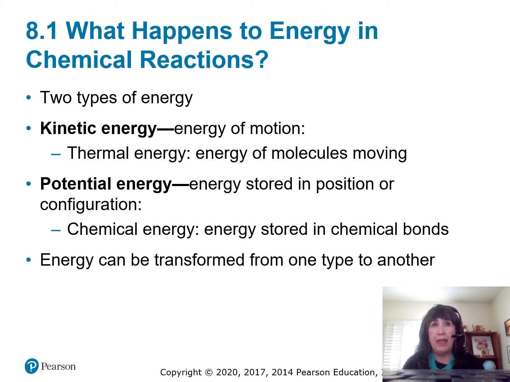The other way of thinking of potential energy, it's the energy that's stored in the bonds of a molecule, and that is also referred to as chemical energy, energy stored in chemical bonds. And that's what we'll be talking mainly about in these next two chapters. So energy can be transformed from one type to another. In other words, we can convert from kinetic energy to potential and vice versa.